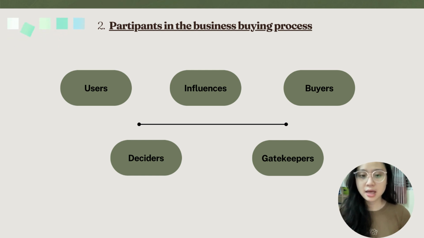Next is influencers, people in an organization's buying center who affect the buying decisions. They often help define specifications and also provide information for evaluating alternatives. Buyers are people in an organization's buying center who actually make the purchase. Deciders are people who have formal and informal power to select or approve the final supplier. And the last is gatekeepers, people in an organization's buying center who control the flow of information to others.